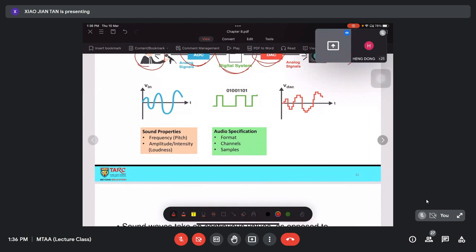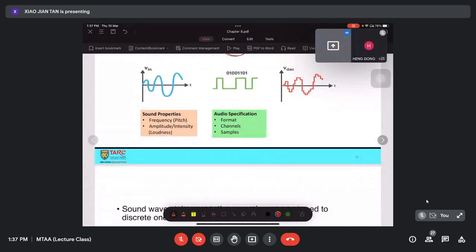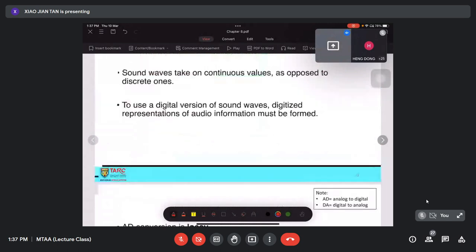Frequency specification, format, channel, and sample. Audio specification: the format would be what is the format of this audio. And the channel would be dual channel, triple channel, or quadruple channel. I will explain this later on. Sample would be the sample size, sampling data.